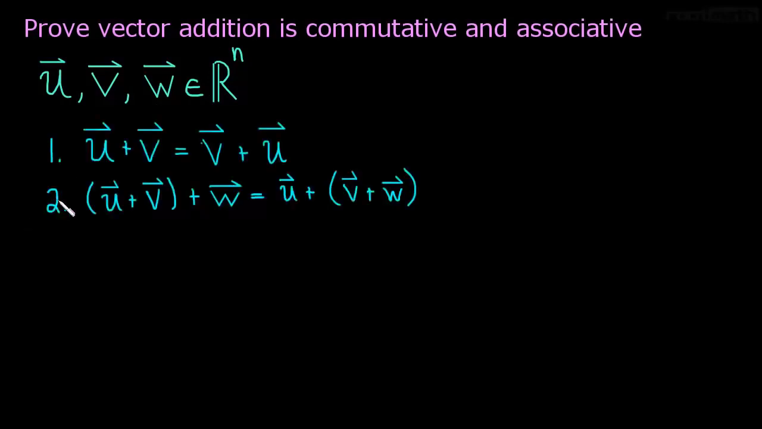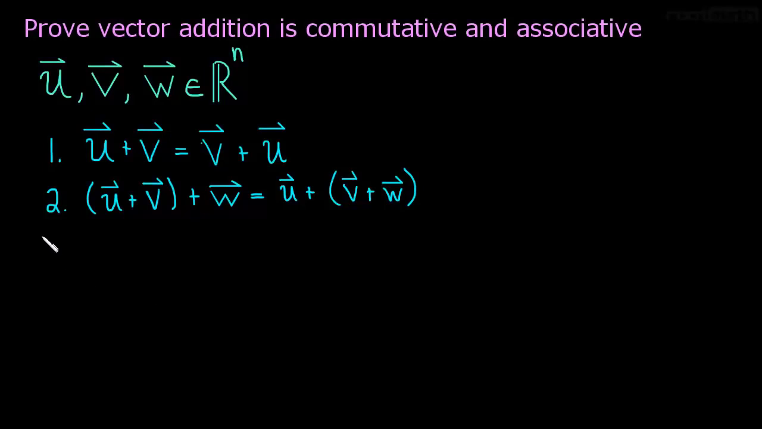Here we're being asked to prove that vector addition is commutative and associative. So this will be our first proof in the linear algebra course. First of all, let's just define 3 vectors. U, V, and W are all in Rn. So there are 3 vectors with n components. And let's figure out what we're trying to prove. We're trying to prove that vector addition is commutative, so u plus v is the same as v plus u. And associative, so (u plus v) plus w is the same as u plus (v plus w).